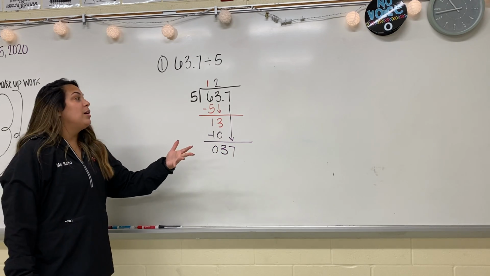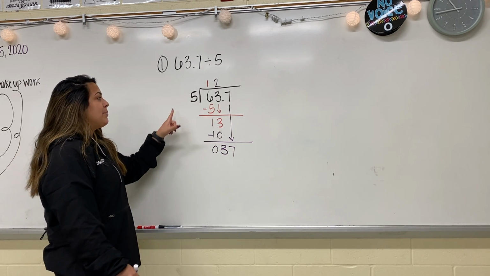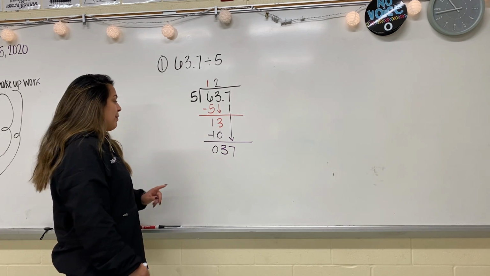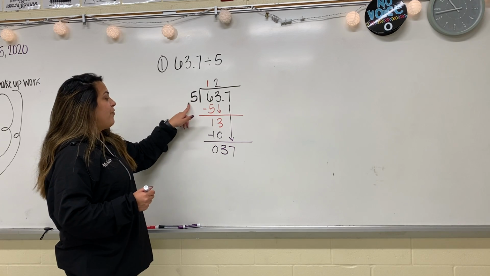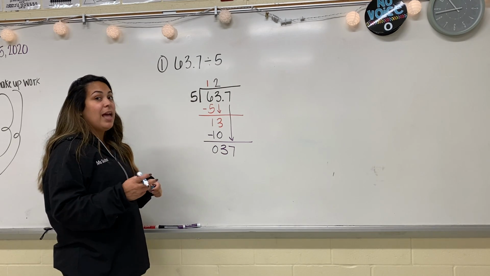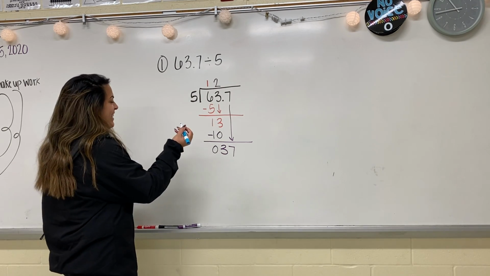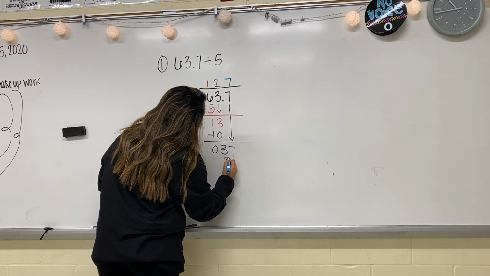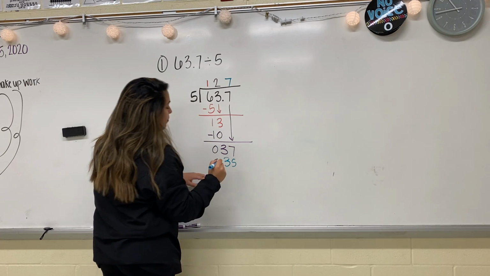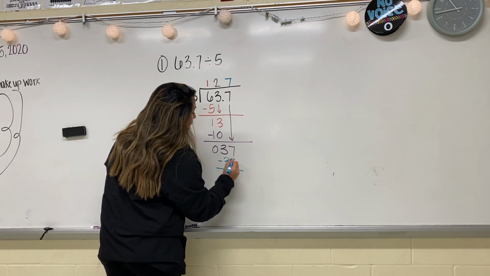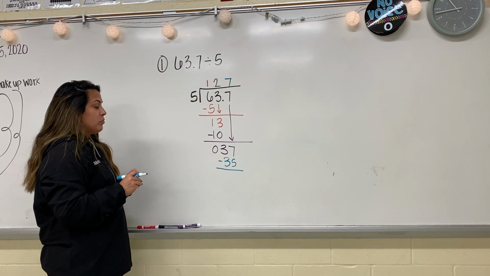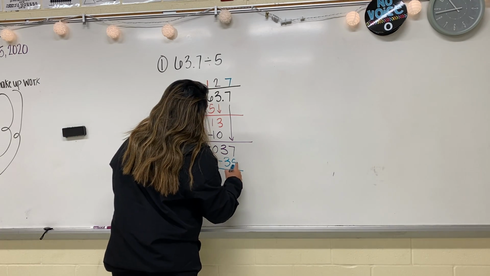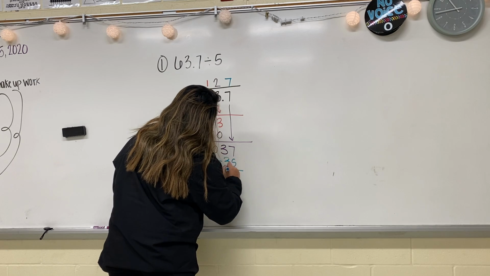So now I need to figure out how many times can 5 go into 37? Again, I'm going to use my basic math facts. And I know 5 can go into 37 7 times. So I put my 7. 7 times 5 is 35. Put my 35. And then subtract. 37 minus 35 is 2.